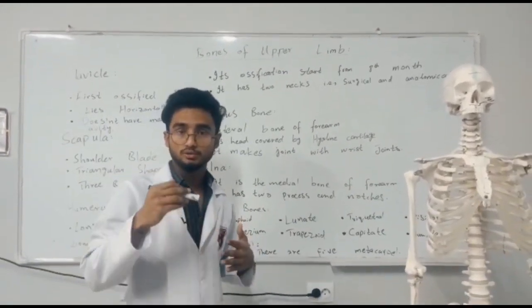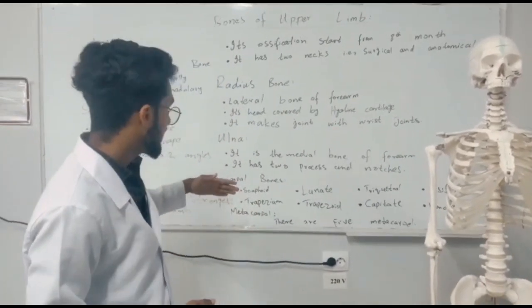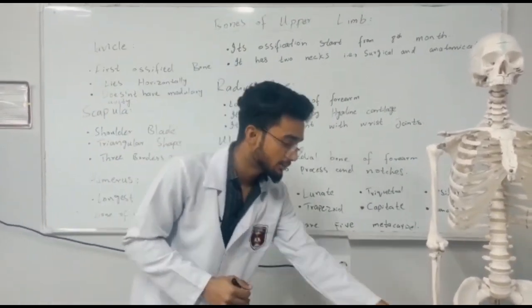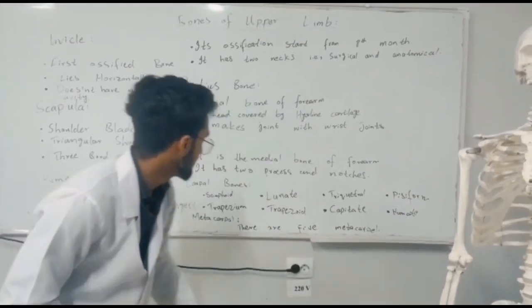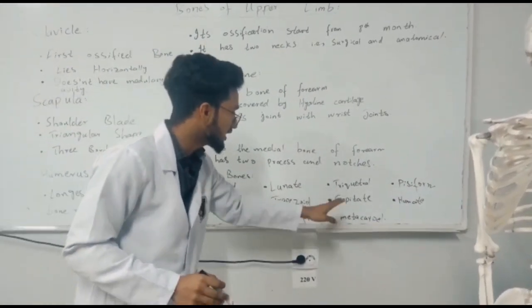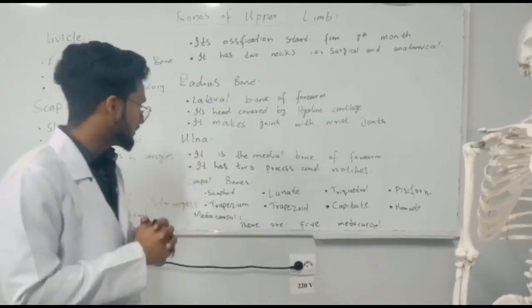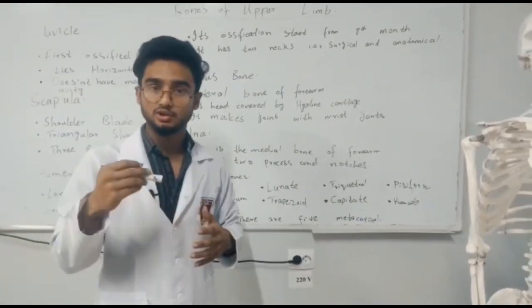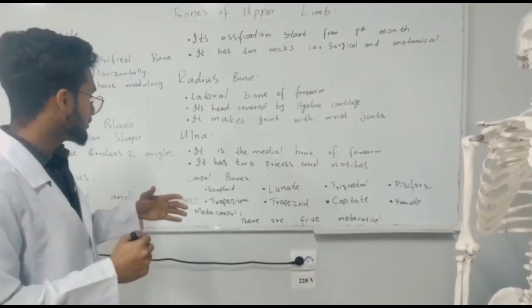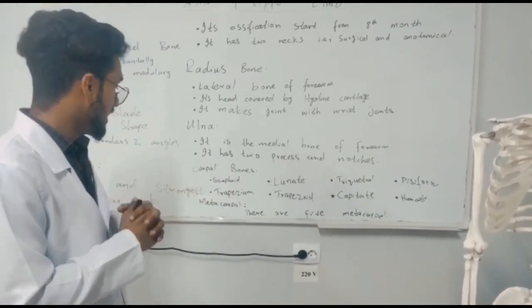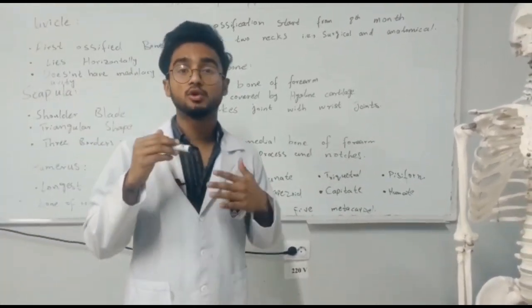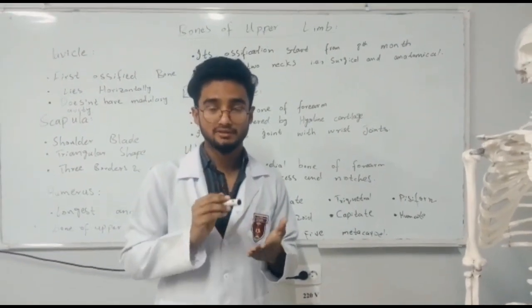After the ulna we have the carpal bones. Carpal bones are the bones of the wrist. There are a total of 8 carpal bones present in the wrist of our hand. You can see from here: scaphoid, lunate, triquetral, pisiform, trapezium, trapezoid, capitate, and hamate. After the carpal bones, we have 5 metacarpals. After the metacarpals, we have a total of 14 phalanges present in our hand.